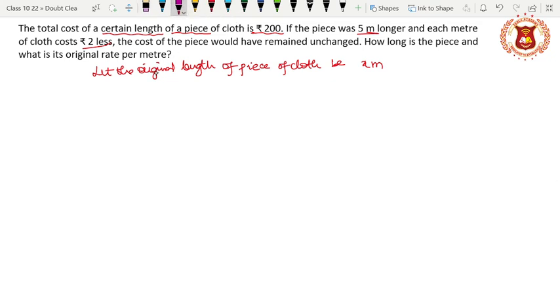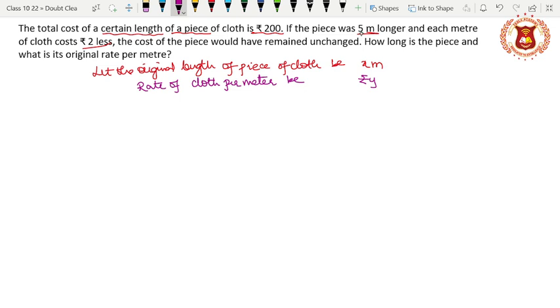Let the rate of cloth per meter be rupees y, right? Rupees y. Let the other variable be y here. Rate of cloth per meter be rupees y, right? Now we go to the next condition here.